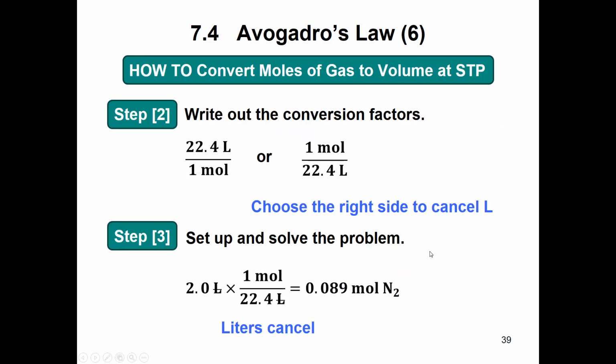We know that there are 22.4 liters per mole, and this is a conversion, so we can flip it upside down. And so we have 2 liters, and 1 mole is the same as 22.4 liters, so we can cancel liters, and that'll tell us that we have 0.089 moles of nitrogen gas. Not too hard, right? So you just need to remember that molar volume. Thank you, Avogadro.